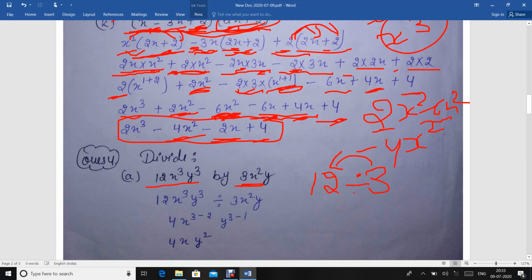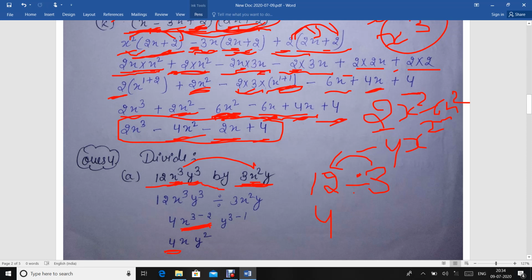As you know, when you divide 12 by 3 you will get 4, so here is 4. The next is x raised to power 3 y raised to power 3 and x raised to power 2 into y. So this time you have to solve the variables. Here is x raised to power 3 and x raised to power 2. Variables are same, that is x, but powers are different. So for the division you will subtract the powers of the same bases. So here is x raised to power 3 minus 2.